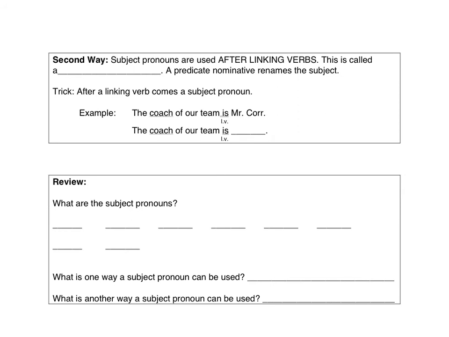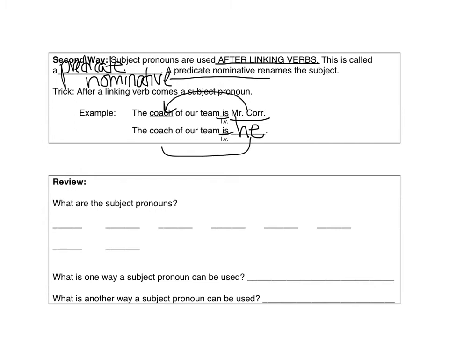The other way that subject pronouns are used is after a linking verb as a predicate nominative. Predicate nominative is a noun, like Mr. Core, or a pronoun, like he, that comes after a linking verb, and it renames who the subject is. He is the coach. Mr. Core is the coach. If you're going to put a pronoun in that spot after a linking verb as a predicate nominative, you need to pick one of the subject pronouns. You would never say the coach of the team is him. I know him sounds right, but it's wrong because we speak incorrectly.